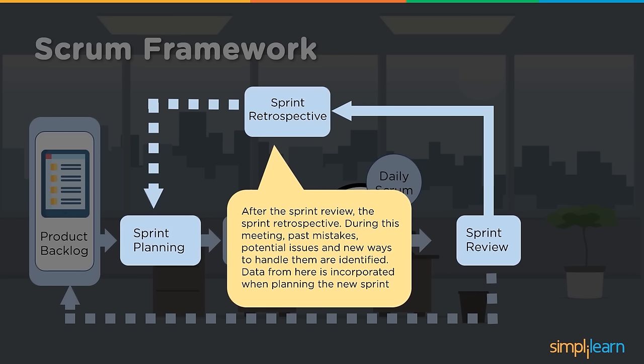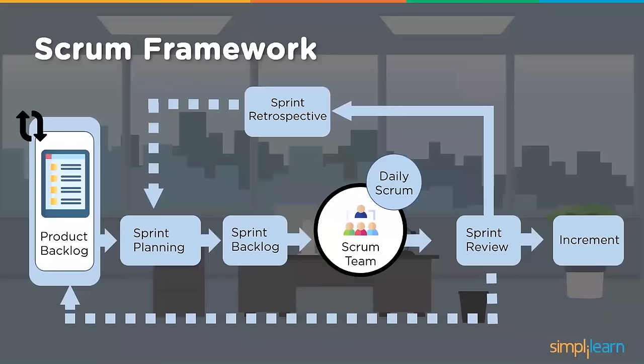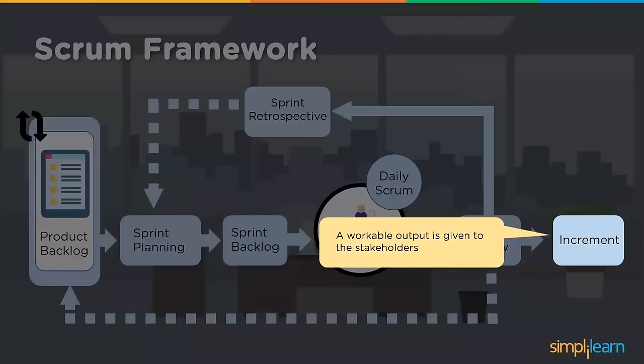What went well, what did not go well, and what did we do about what did not go well. So what is the learning we have in these iterations? How can we ensure that in the upcoming iterations the same mistakes will not repeat? Those can be discussed, documented, and then considered while moving to the next sprint. Then the increment is a workable output, which is given to the stakeholders. This is where the user actually sees their working piece, and then they give necessary feedback on the particular application piece or software piece.